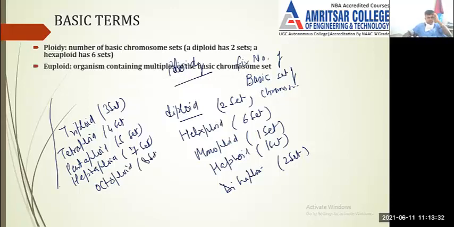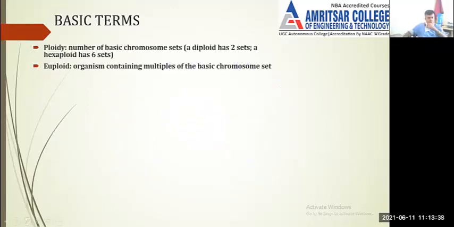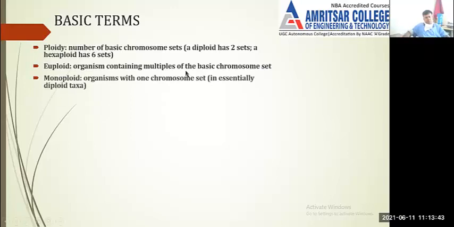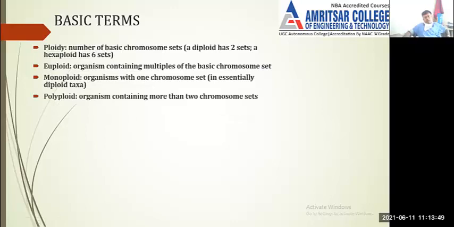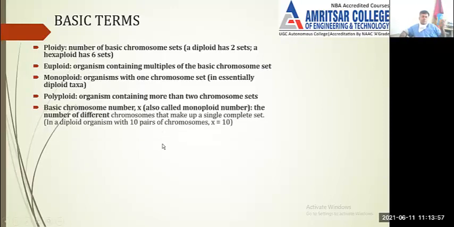Okay. Then what is euploid? Organism containing multiple of basic chromosome sets. Monoploid, organism with one chromosome set. Polyploid, organism containing more than two chromosome sets. Basic chromosome number is X. It's also called as monoploid. Okay.